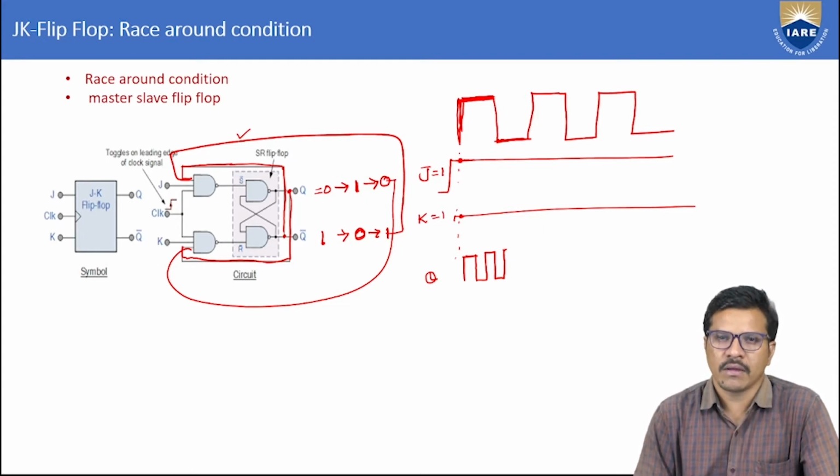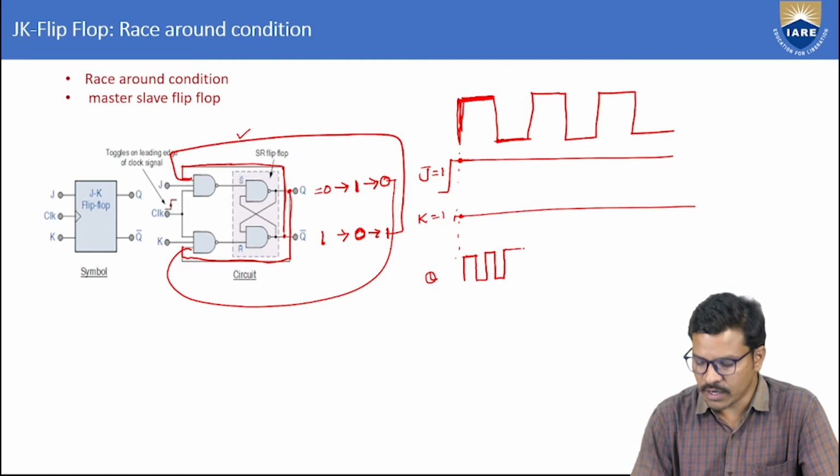This drawback will be eliminated by another JK flip-flop, which is called the master-slave flip-flop. This master-slave flip-flop is the famous JK flip-flop used to avoid the race-around condition.